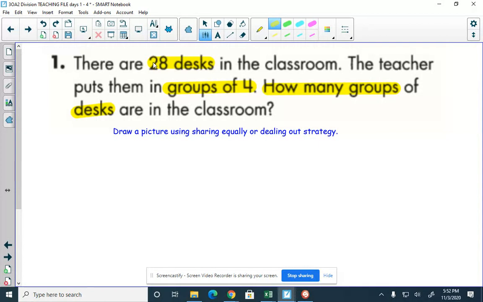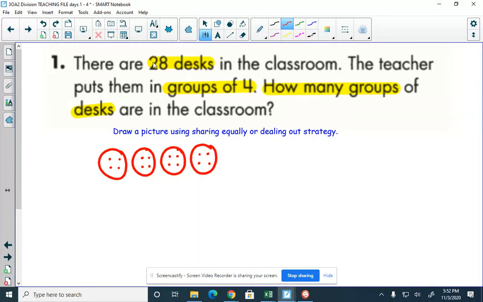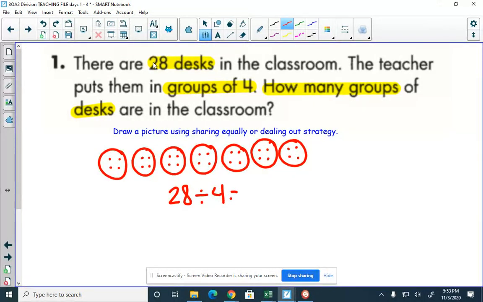So I don't know the number of groups. I know how many goes in each group. So I can count it out like this. 1, 2, 3, 4, and make a group. 5, 6, 7, 8, and so on up to 28. So if I have a total of 28 and I put it into groups of 4, I'm going to end up with 1, 2, 3, 4, 5, 6, 7 groups.